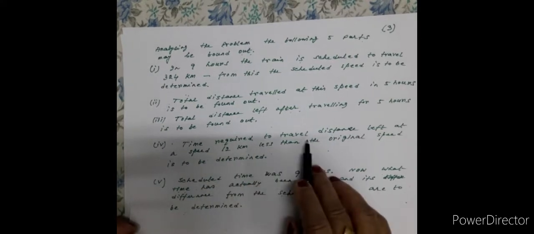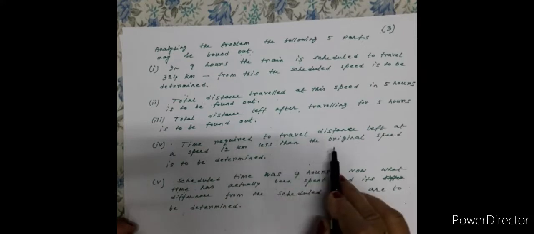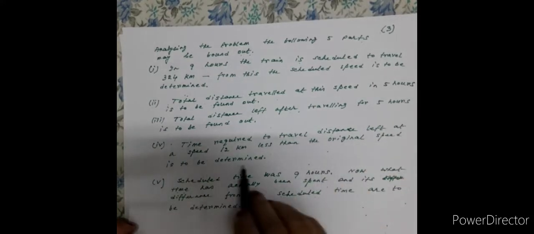What was part 4? The time required to travel the distance left, at a speed 12 km less than the original speed, is to be determined. What was the original speed? Original speed, as you have calculated, was 36 kilometers per hour.